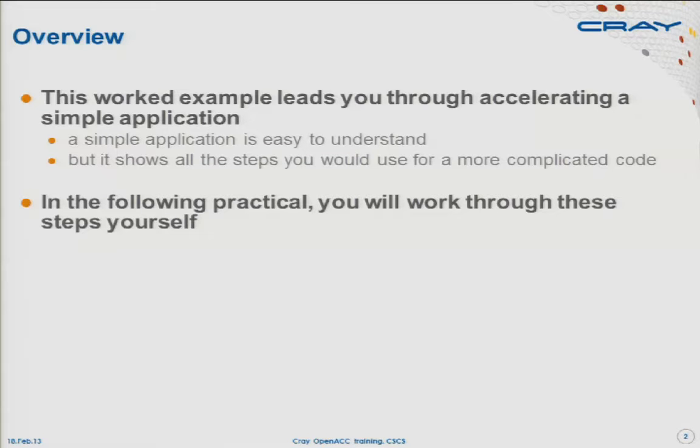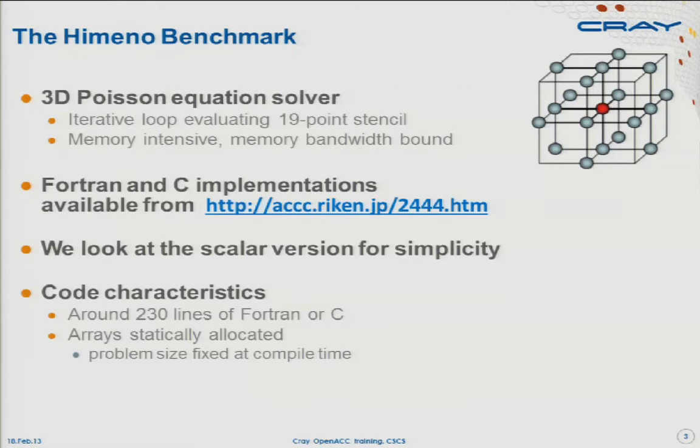In the practical that follows, practical 2, you actually get to look at this code. So you don't need to worry too much about taking notes on what I'm doing. What is the code? It's called the Himeno Benchmark, not that that matters. It's a stencil code. It's doing a finite difference on a 3D array. This finite difference uses nearest neighbors and next to nearest neighbors. So altogether there are 18 points and the central point used to make up that stencil.